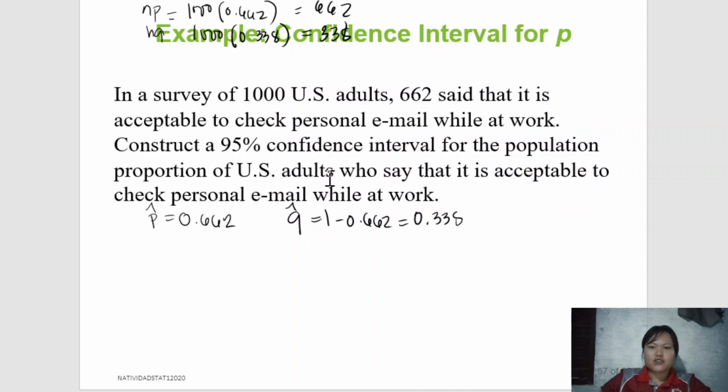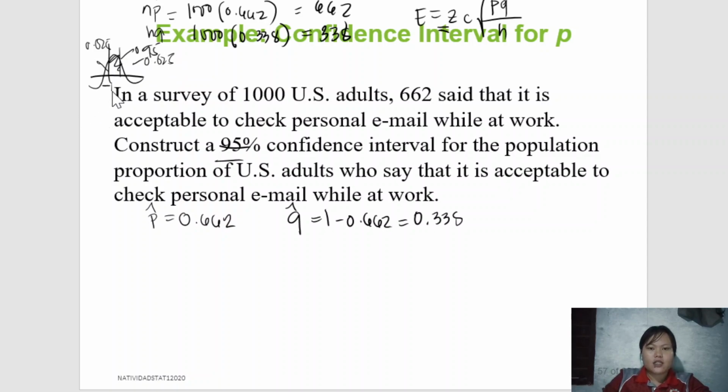Next, let's compute the margin of error. The formula of the margin of error, which we saw earlier, is E equal to Z sub C times the square root of P hat Q hat over N. So what is our Z? It says 95% confidence level. Going back to the basics, 0.95, the remainder is 0.05 divided by 2, which is 0.025. With 0.025 as the area to the left, the value of Z is negative 1.96.